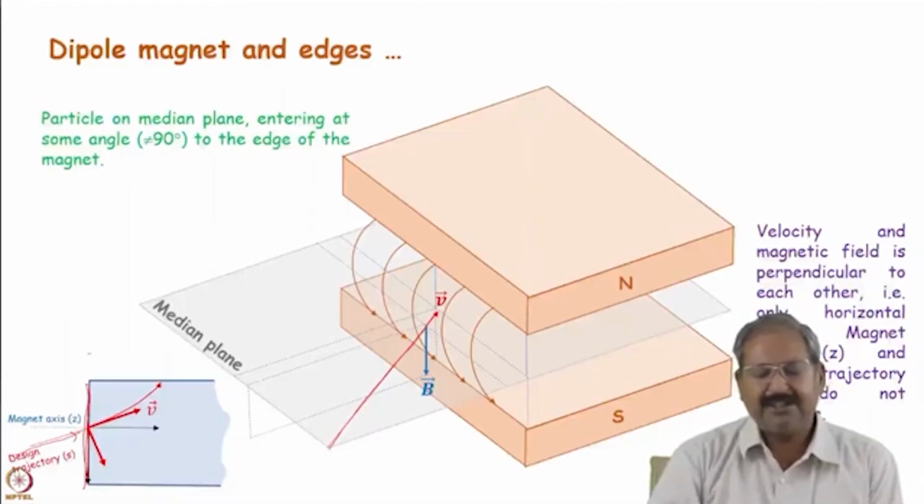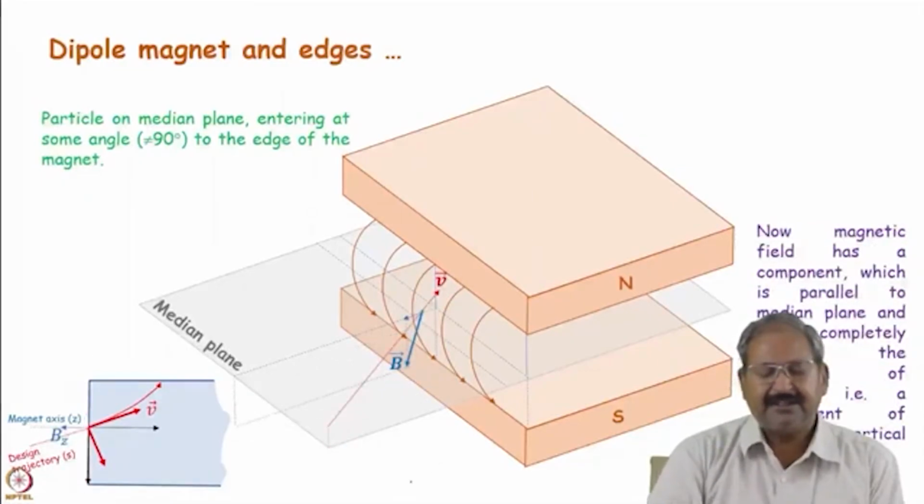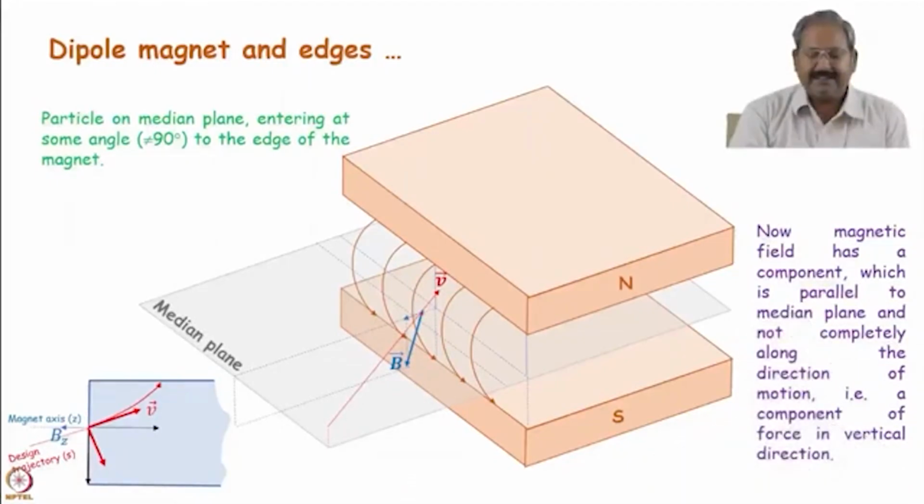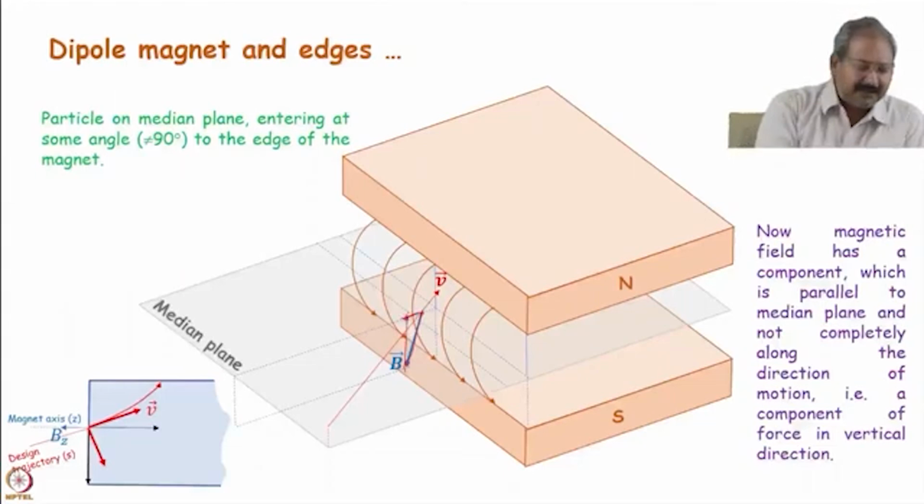Now we consider another trajectory of the particle, which is deviated in the vertical plane. When it enters here, the magnetic field is in this direction. So this magnetic field will have a vertical component and a component around the magnet axis, while the entering trajectory has a velocity vector in this direction.